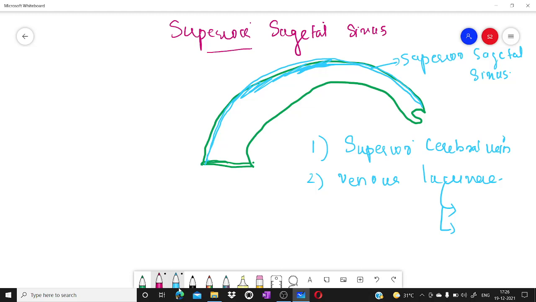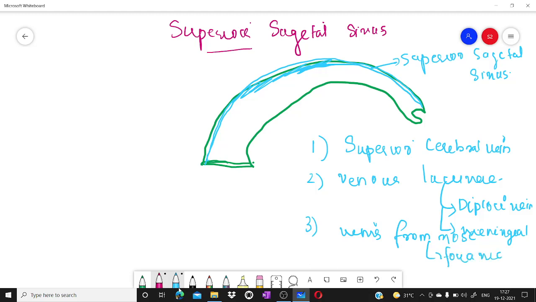These venous lacunae are receiving some diploic veins and some meningeal veins. After receiving these diploic veins and meningeal veins, the venous lacunae open into the superior sagittal sinus. So in that way, it communicates with the diploic vein and also the meningeal vein. Occasionally, the veins from the nose also communicate with the superior sagittal sinus. This happens when the foramen cecum is patent.